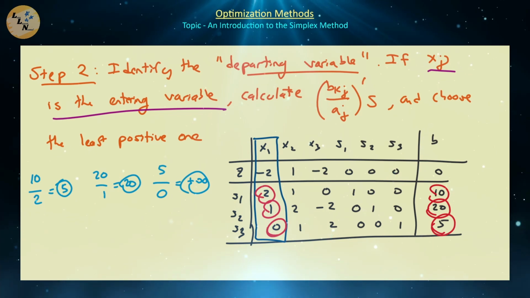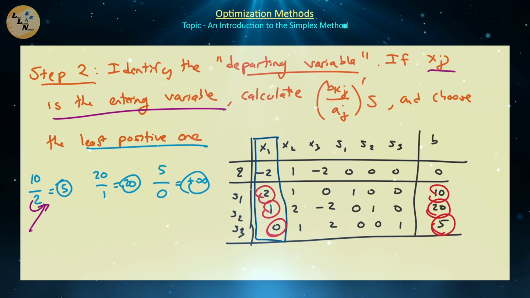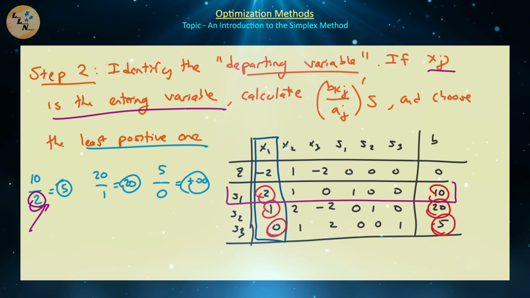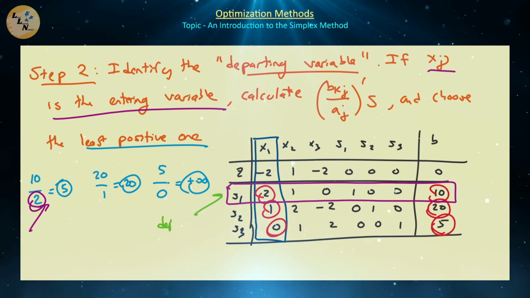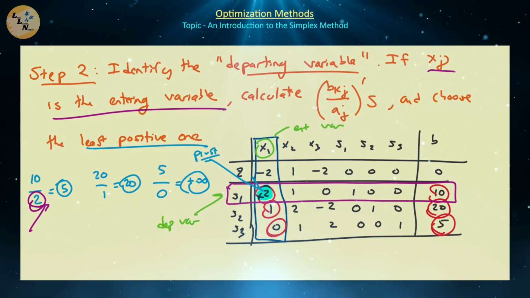So out of all of these numbers, 5, 20, and positive infinity, which one is the least positive one? That's going to be equal to 10 divided by 2, and 2 was associated to the first row. Therefore, my departing variable will be S1. So S1 will be my departing variable, and x1 is going to be my entering variable. And this coefficient 2, that's going to be my pivot. So that's going to be my pivot for Gauss-Jordan elimination.